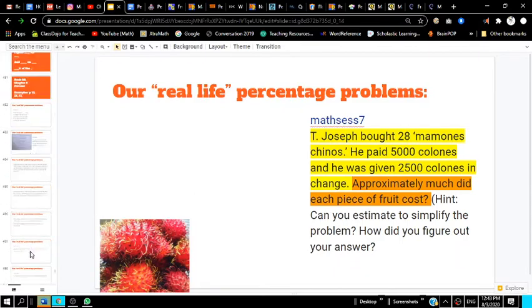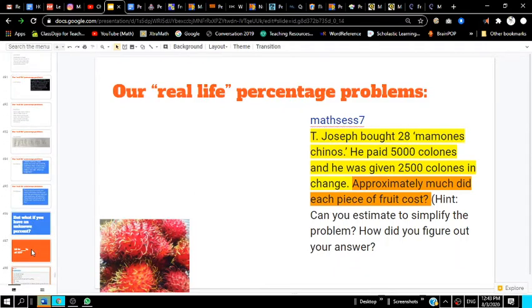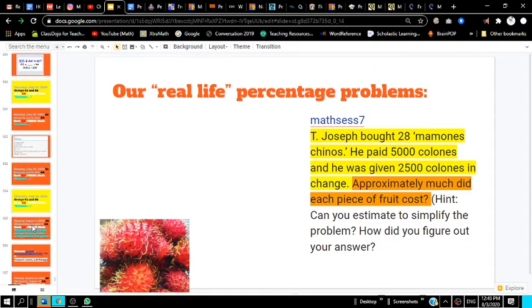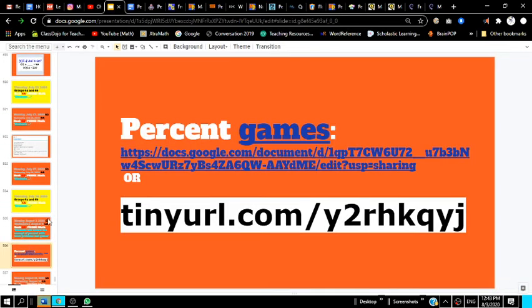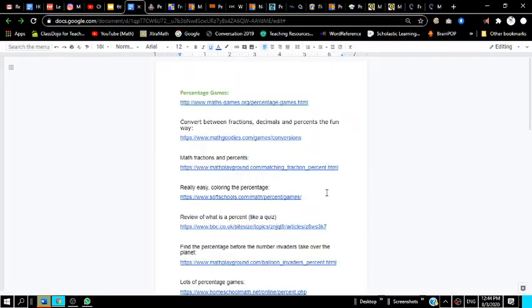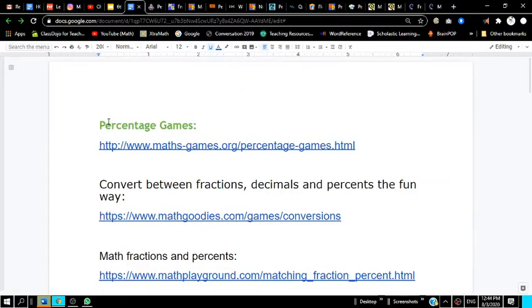Today what we're going to be doing is we're going to be looking at some of those word problems, and then we're also going to be looking at games that you guys can play to understand the concept of percent a little bit better. So if you click on this link, which is also going to be inside of the notes of the video, there's a whole bunch of games that you guys can play today to understand the concept of percents.